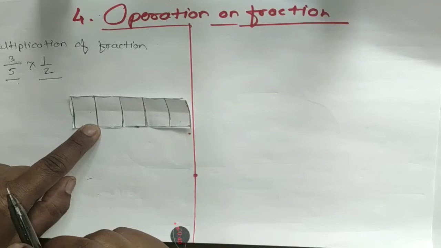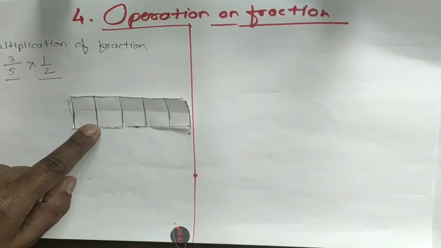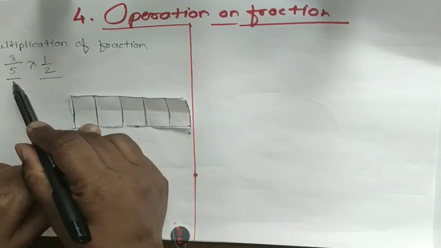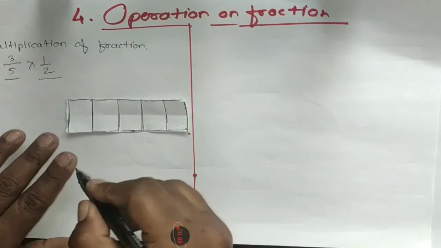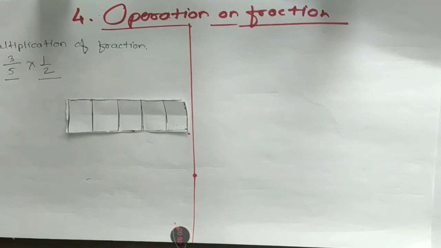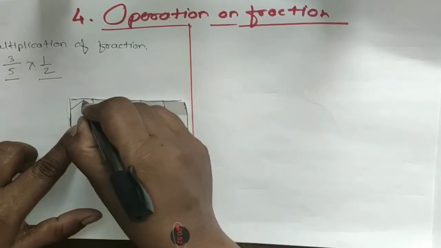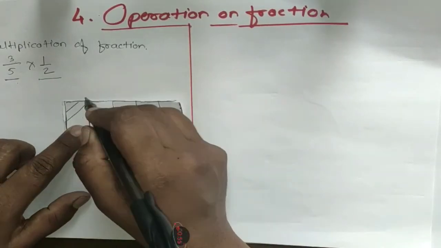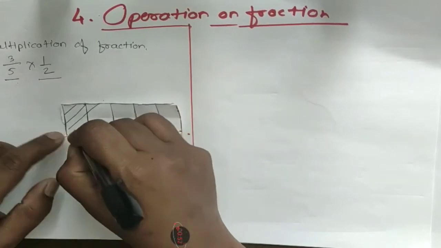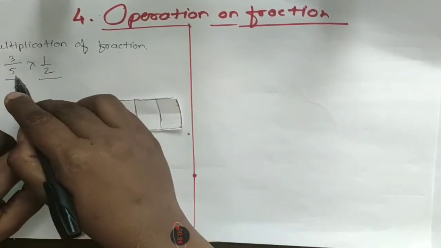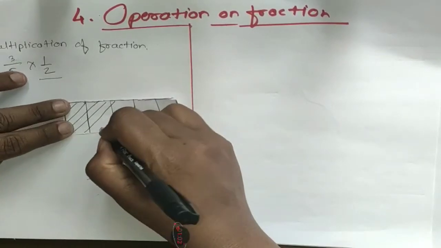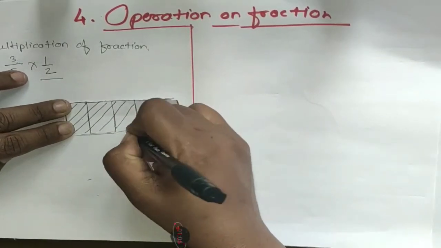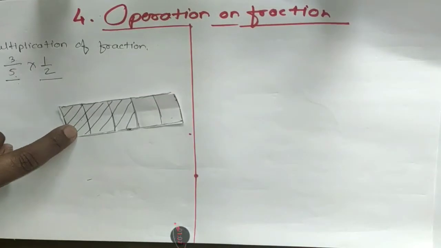Now afterwards, what we have to show is to shade how much part? 3 by 5 part from this. So we have to color this part. From these 5 parts we will color 3. From 5 we have to color 3 parts. So I will color 3 parts here. Okay, now these 3 parts I have colored.